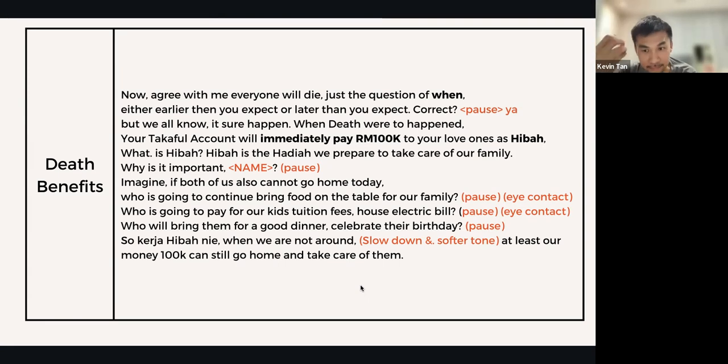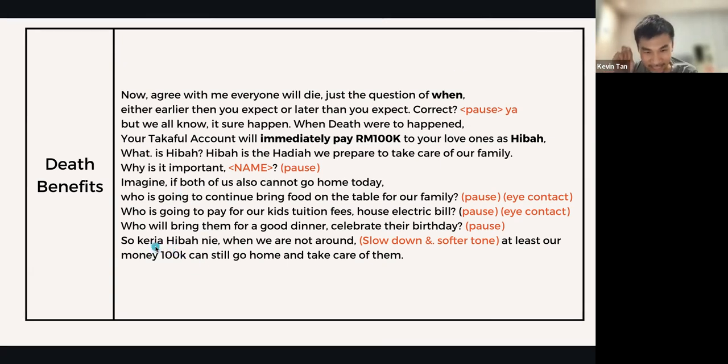Let the silence sink in a little bit. The person's brain will see the disaster picture. Who will bring them for a good dinner, a good celebration on their birthday? So the hibah, when we are not around, slow and softer tone. Emotional means slow and softer. For those who don't know how to be emotional, just say it slower and softer.